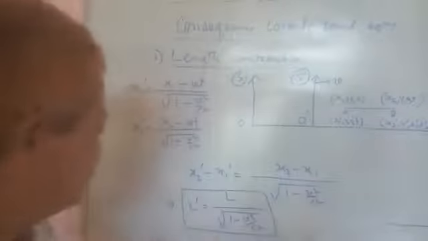Is it clear, sir? With respect to the moving frame, this length is stationary, so this length does not change. This L dash is called the proper length. What is L dash? It is the length measured with respect to frame S dash. So L dash is the proper length.